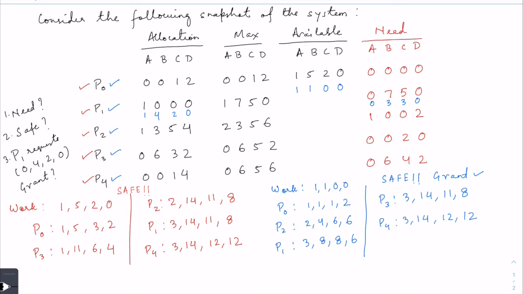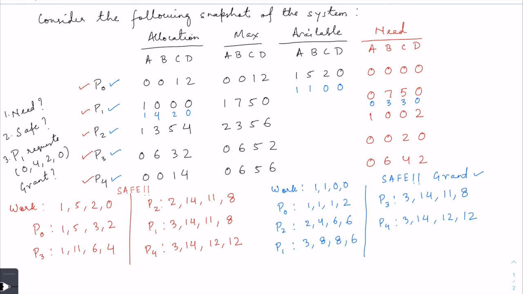Now P1 requests this amount of resources, right? So it needs 0 more instances of A, which is nothing, 4 more instances of B, 2 more instances of C, and no instances of D. If we allocate this request to P1, is the system still going to remain safe? Let's figure that out. So let's assume that we have given P1 whatever it has requested.